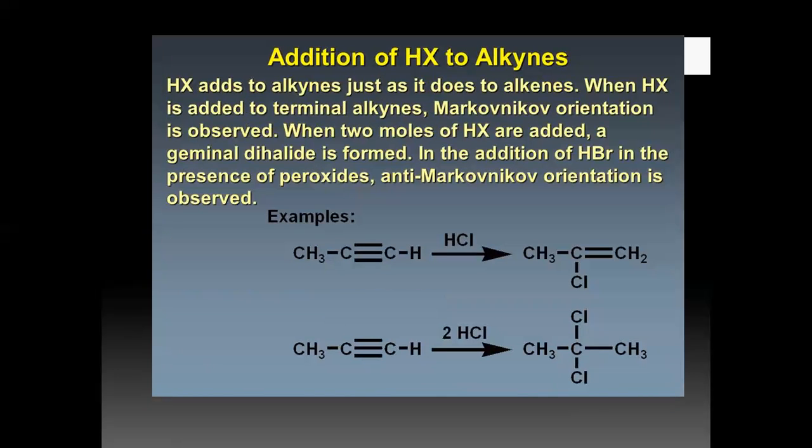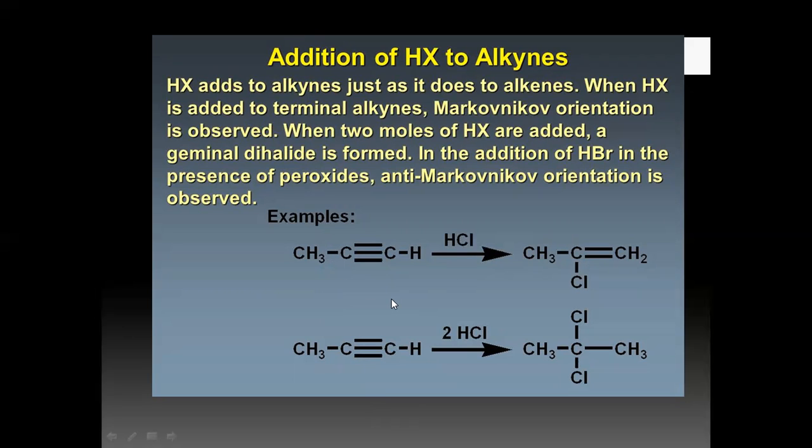Addition of hydrogen halide to alkynes. Hydrogen halide adds to alkynes just as it does to alkenes. When we add hydrogen halide to terminal alkynes, we will observe Markovnikov orientation. In Markovnikov orientation, the negative part will attach to the carbon which has the least number of hydrogen atoms. Here this carbon has no hydrogen atom, so the negative part will be attached to this carbon.